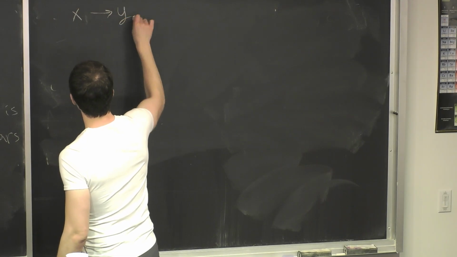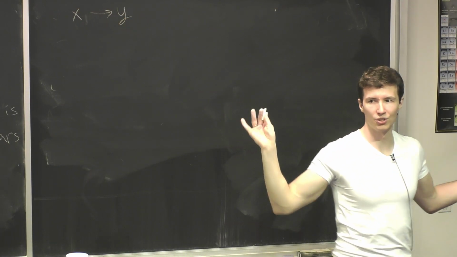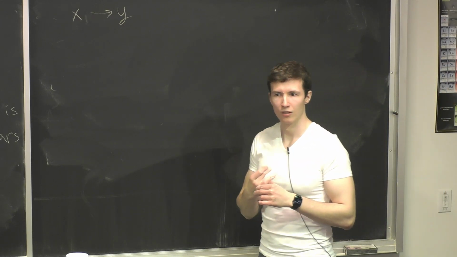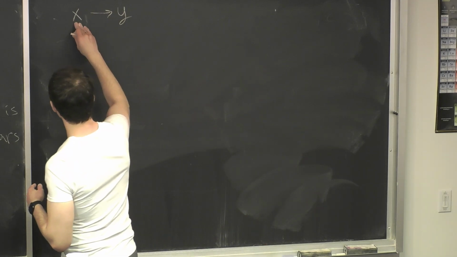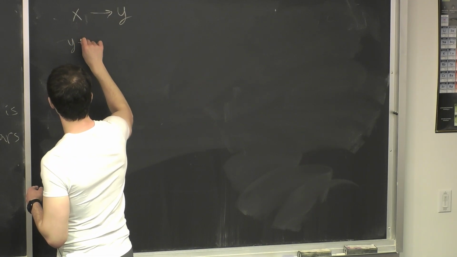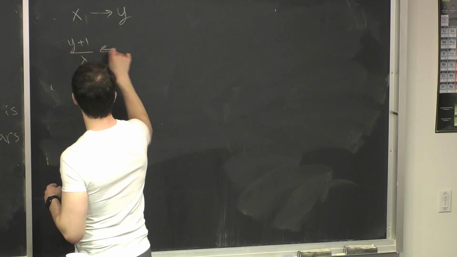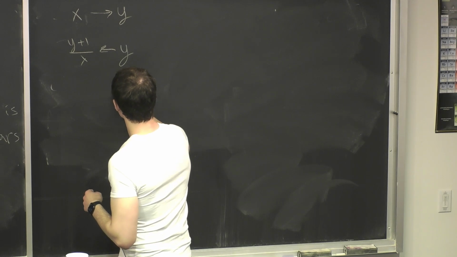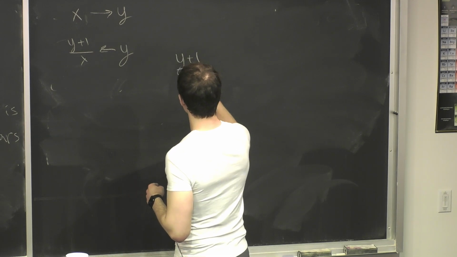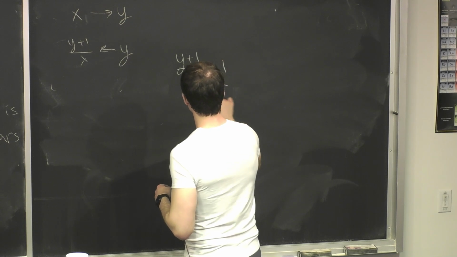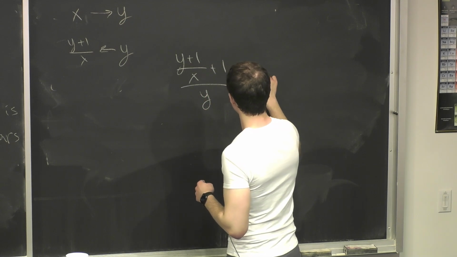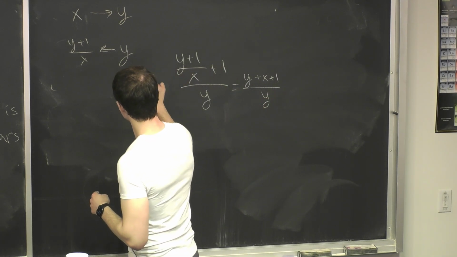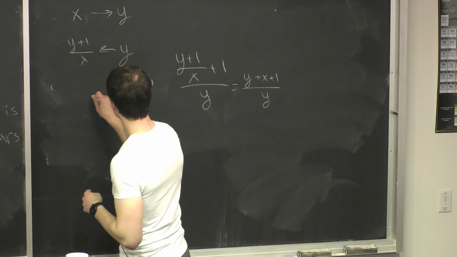Maybe just call them x and y. So let's say I have two non-frozen, just two mutable variables and one arrow. And then I'm going to start mutating. I mutated x, I get y plus 1 over x. And then mutated y, I get, let's see, y plus 1 over x plus 1 over y. This is y plus x plus 1 over xy.